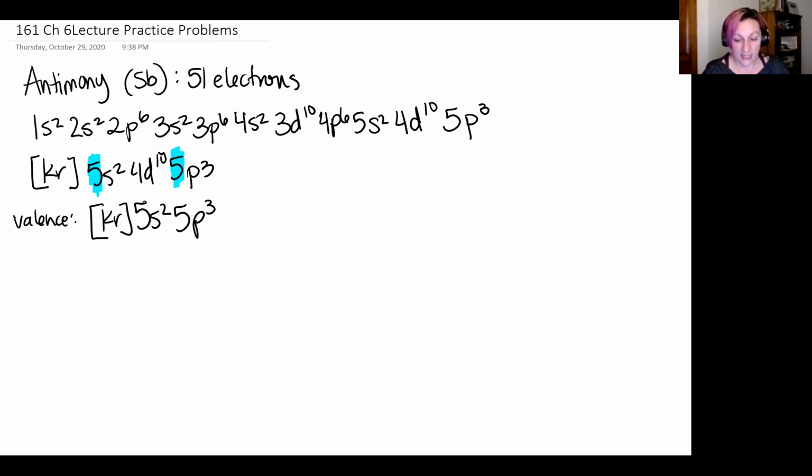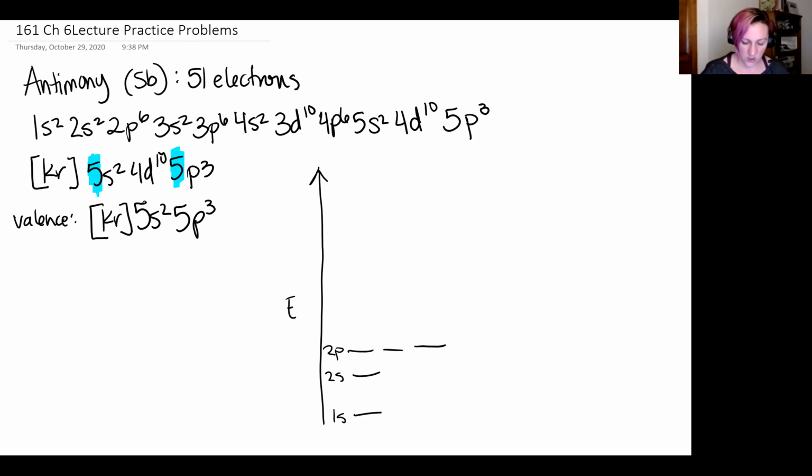All right, with that information, I'm going to build my orbital diagram. I know I have to go up to the 5p's, so I'm going to make sure I give myself enough space for that. So 1s, 2s, 2p, 3s. Your spacing on this doesn't need to be perfect. 3p, 4s.